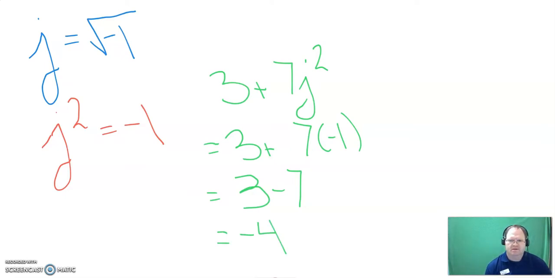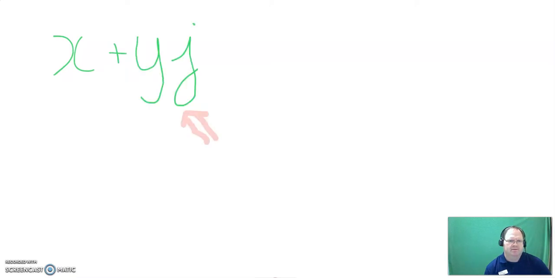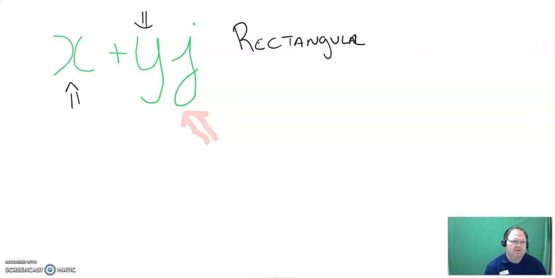So now let's get started working with complex numbers. Remember that complex numbers consist of a real part, which we're going to call x, and an imaginary part, which we're going to call y. And the j is there, indicating that that is the imaginary part. The other thing to recognize is that because there's an x and a y, this is what we call rectangular coordinates. That becomes important because soon we're going to be switching to polar coordinates.